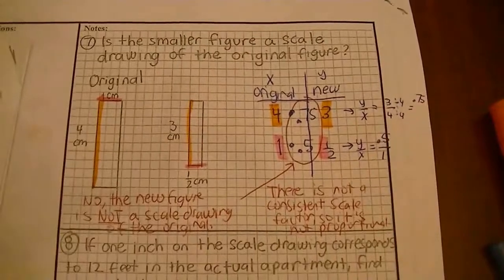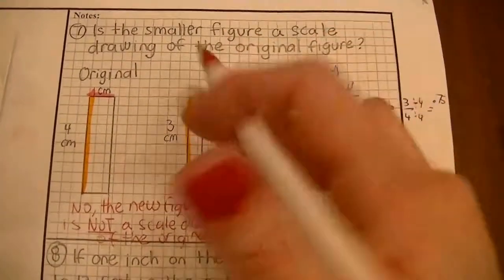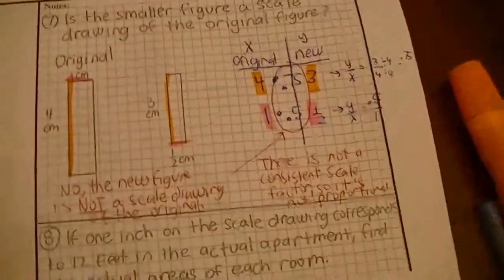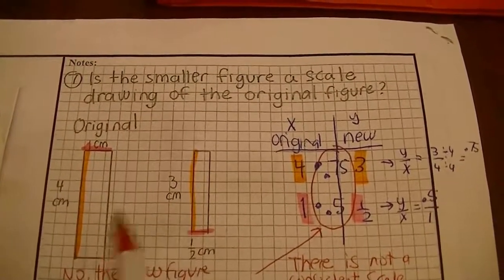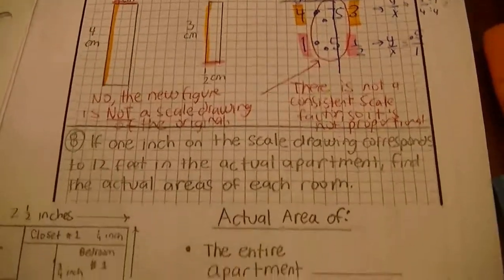Okay. So I cannot label this scale drawing because it's not, simply because of that, okay? It fit the other two criteria, but just not that third one, so therefore this is not similar. These two are not similar to each other. Okay, number 8.